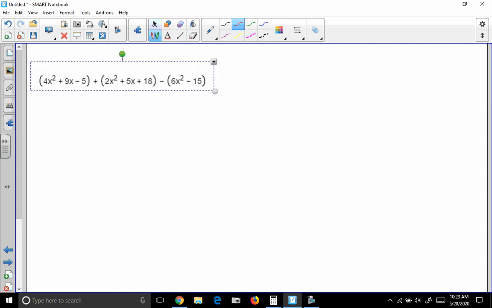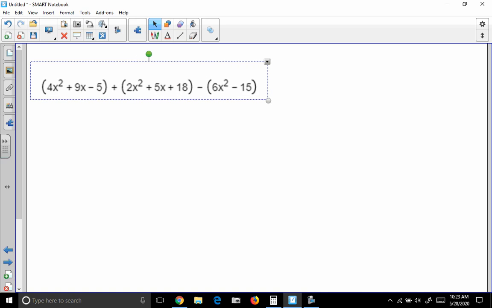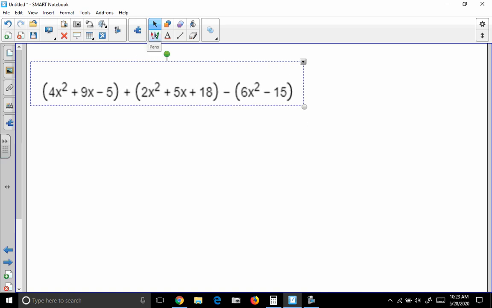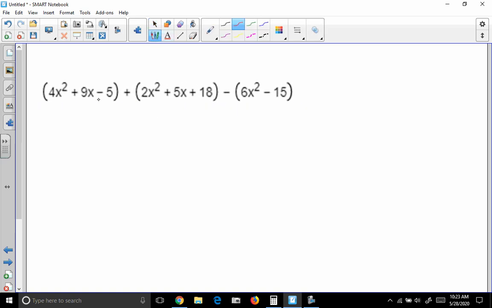So let's do another one. So here we have 3 polynomials. We're adding the first 2 together, and then we're going to take away the next one. So we have 4x squared plus 9x minus 5. We're going to add 2x squared. We're also going to add 5x, and we're going to add 18.